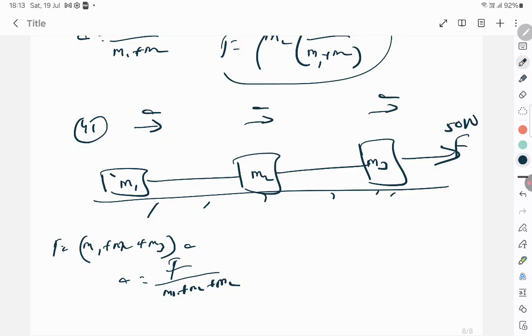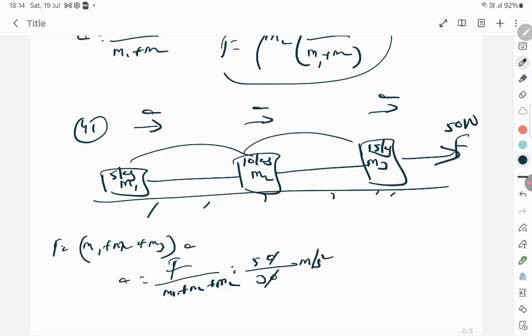They've given this mass to be 5 kg, this mass to be 10 kg, and this mass to be 15 kg. You can substitute these values. So 50 by 5 plus 10 is 15, 15 plus 15 is 30. Then you get 5 by 3 meter per second square as the acceleration of this entire unit.